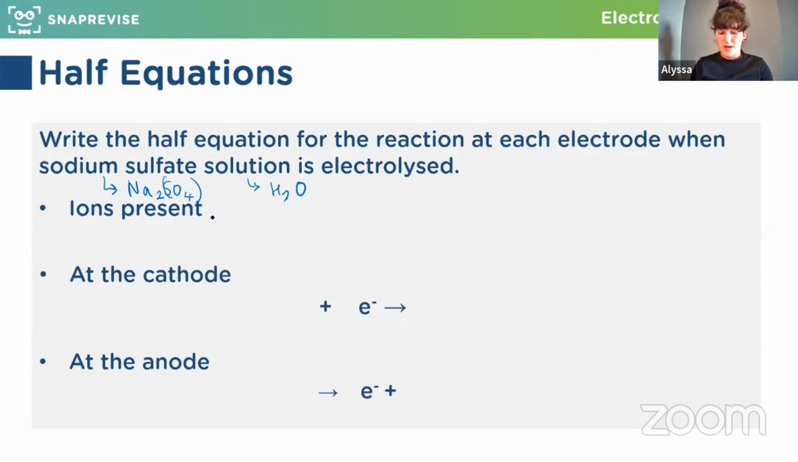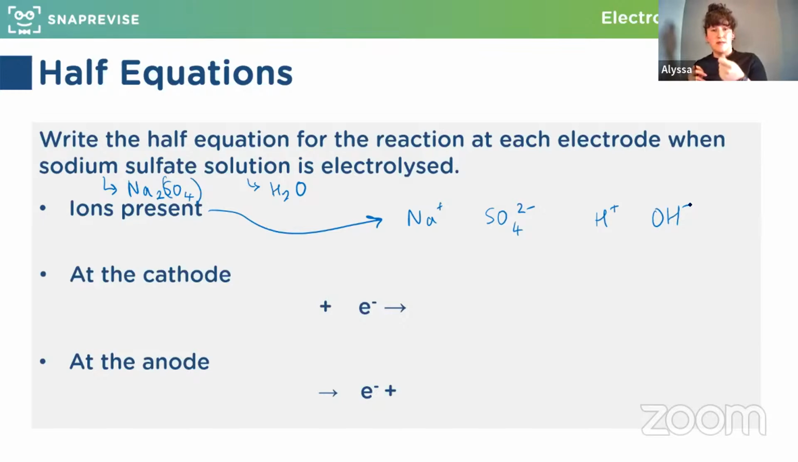So there's also waters. So the ions present must be our sodium ions, our sulfate ions, our H pluses, and our OH minuses from water. Those are the 4 ions that are present in sodium sulfate solution. The solution means it's aqueous sodium sulfate, it's dissolved. So at the cathode, if we think back to our rules, hydrogen is formed if the metal is more reactive. So the metal, sodium, is more reactive than hydrogen, so hydrogen is going to be formed.